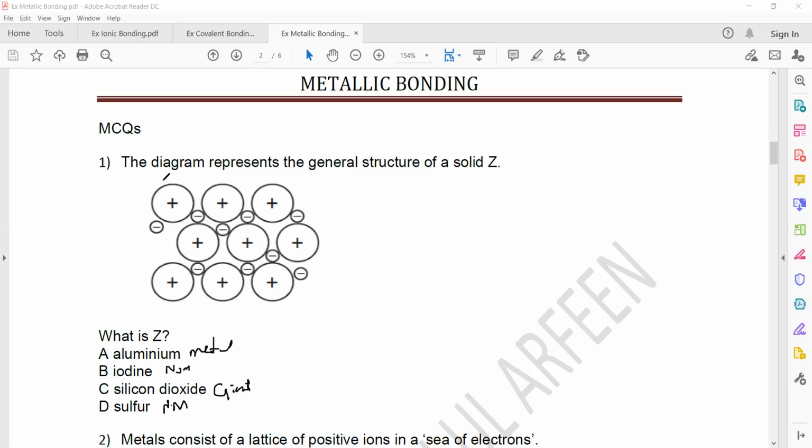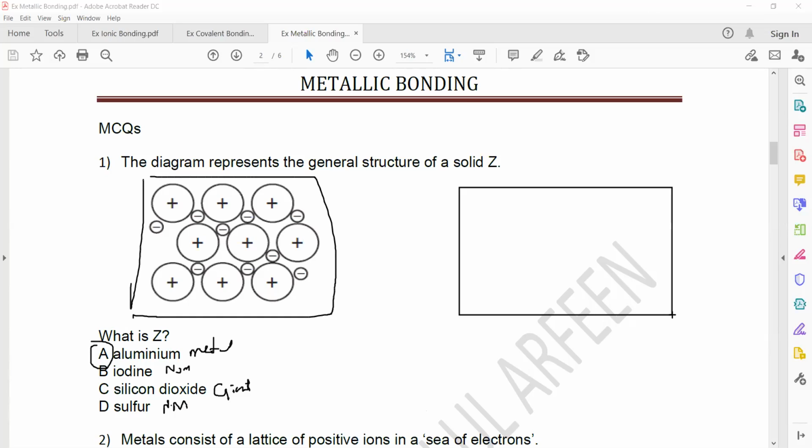So basically you can see here it's a positive ion and the free electrons. That's why it is A. How can you distinguish between an ionic compound and metals? Metals have a lattice of positive ions and free electrons. But if it was an ionic compound, then what will be the structure? An ionic compound has a lattice of positive and negative charges, meaning the two charges in a regular pattern.